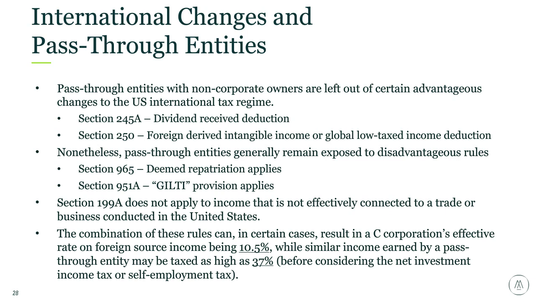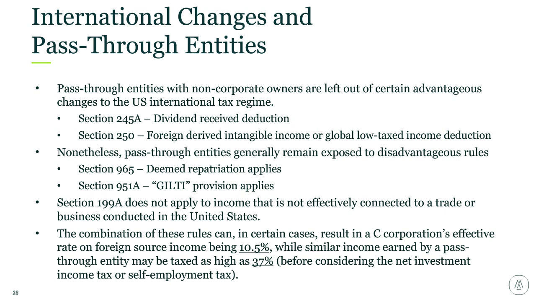Similarly, this Section 250, which is a new kind of deduction, special deduction provision, we won't get into the details of that, but that also can be beneficial to a C-corporation with international operations, but it only applies to domestic corporations. And those domestic corporations, just because of the way the code kind of works out, generally do not include S-corporations and partnerships that do not have C-corporation owners.